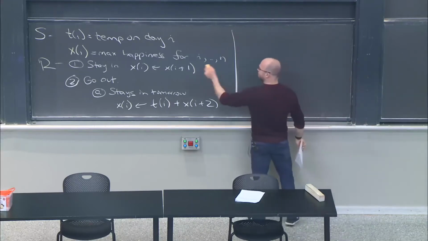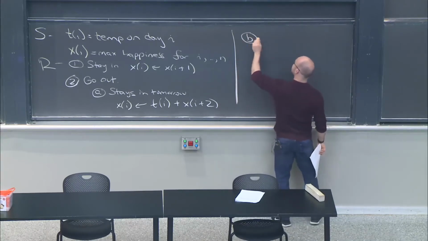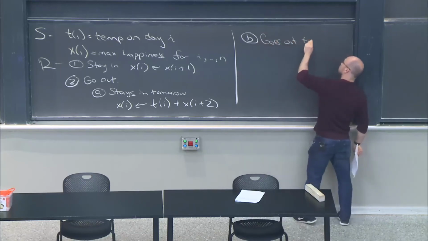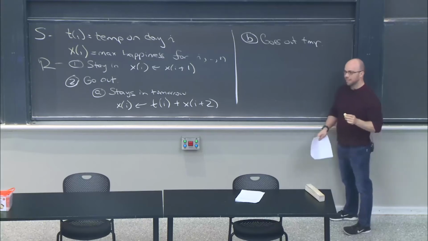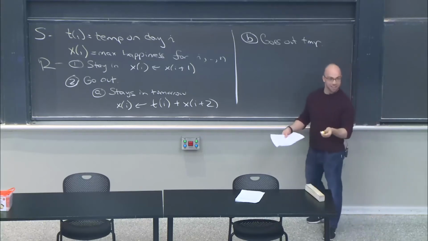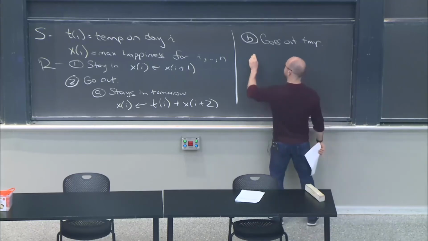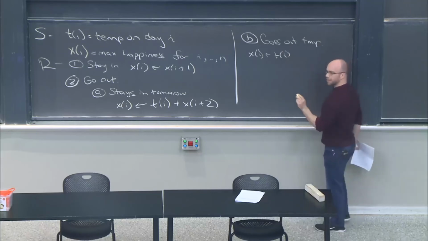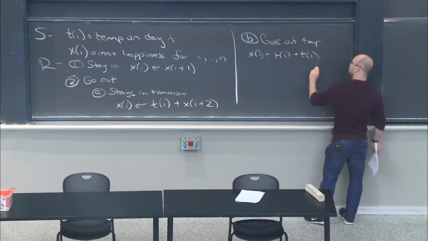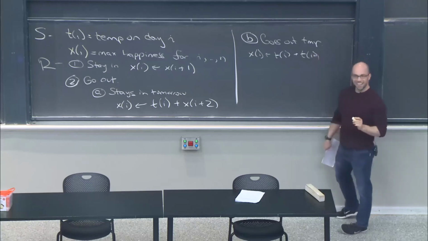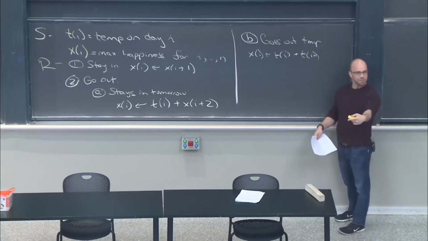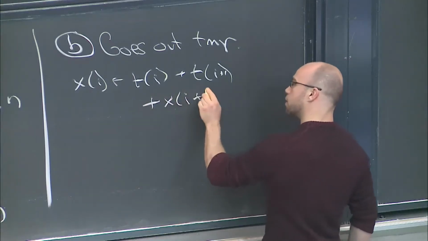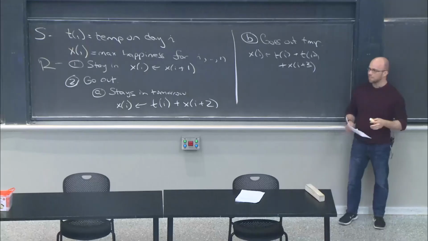Okay, so in case 2b, he goes out today and he goes out tomorrow. So he's a party animal. He's going out a lot. So in that case, what happens? He gets today's utility. He gets tomorrow's utility. The day after, he has to stay in, so we might as well skip it. And then he can do whatever he wants the day after that. Okay?